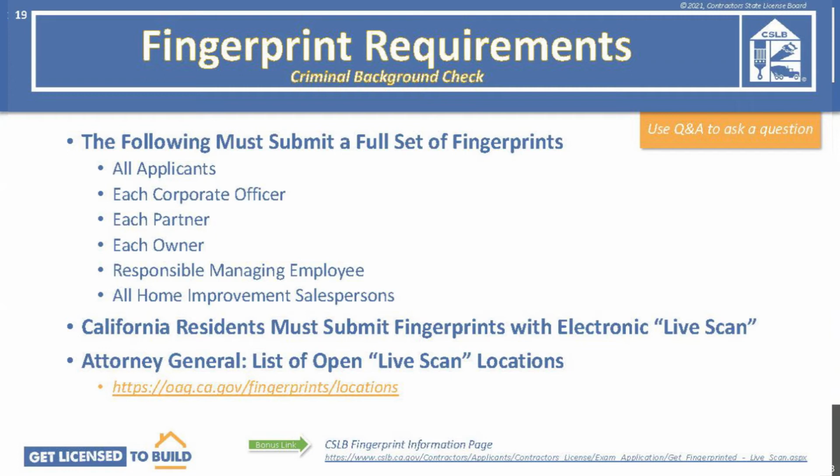Next is a closer look at our fingerprint requirements, which are used for a criminal background check. This is a list of those who must submit a full set of fingerprints to CSLB, depending on the type of business entity: all applicants, each corporate officer, each partner, each owner, the responsible managing employee, and all home improvement salespersons. If you are in California, you must submit fingerprints electronically with what's called live scan.